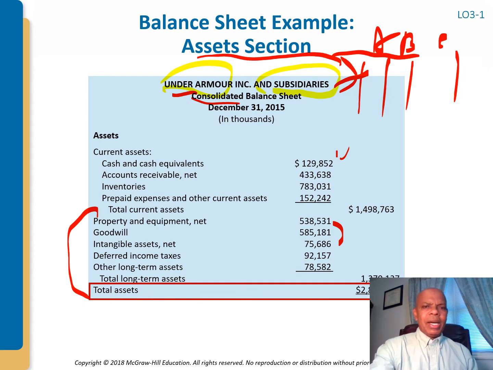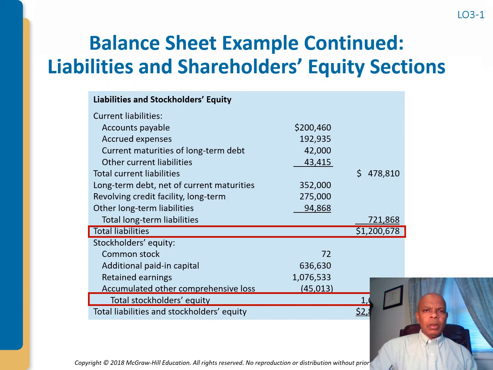Okay, now we have other long-term assets. We've got to look at what these items are a little deeper. Then the other part is the liabilities. In a balance sheet, you have liabilities, also current liabilities: accounts payable, accrued expenses, all these that you already know. Now we have something called current maturity of long-term debt. What does that mean?